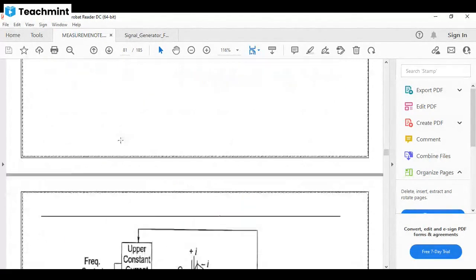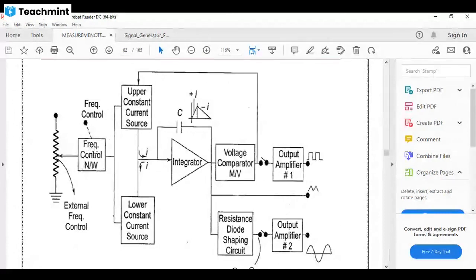Now the block diagram of the function generator. This is the external frequency control or external source, and this is the frequency control. Here are the upper constant current source and the lower current source. Here is the integrator, and here is the voltage comparator, and this is the resistance diode shaping circuit, and here is the output. Here are the square wave, triangle wave, and sine wave. This is the output of amplifier 1 and the output of amplifier 2.